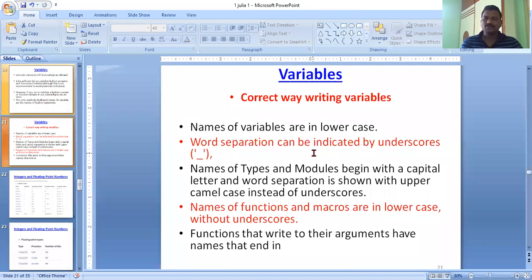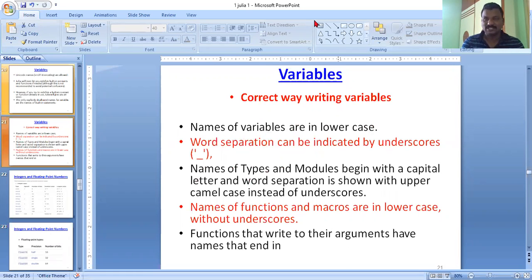Okay, how can you write a correct variable here? You have some description here. Names of the variables are in lowercase letters. That means for the maximum, you will use lowercase for the names of the variables.